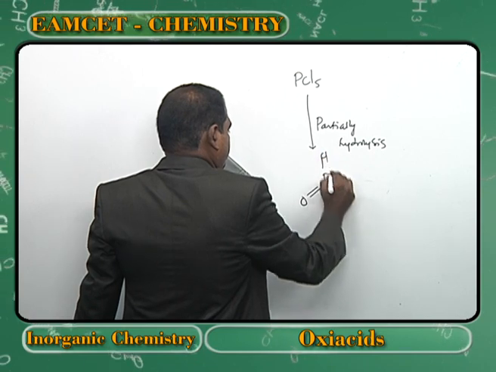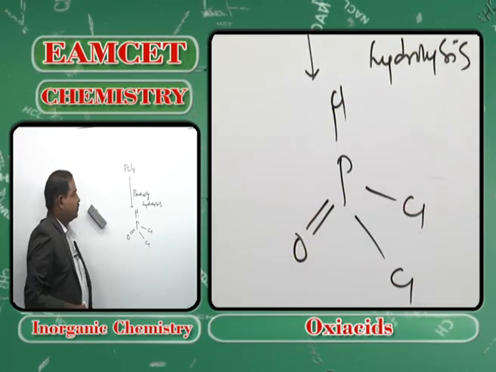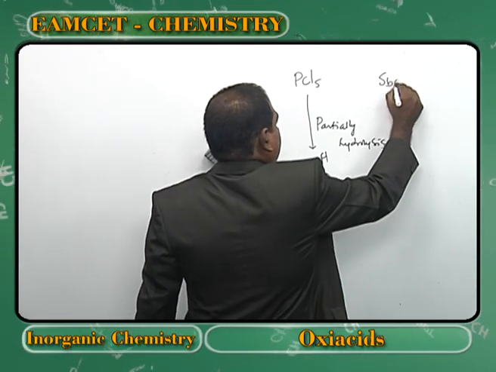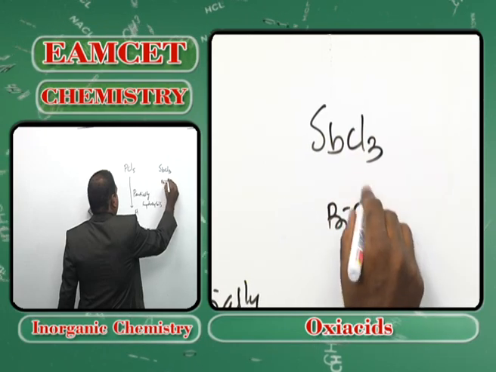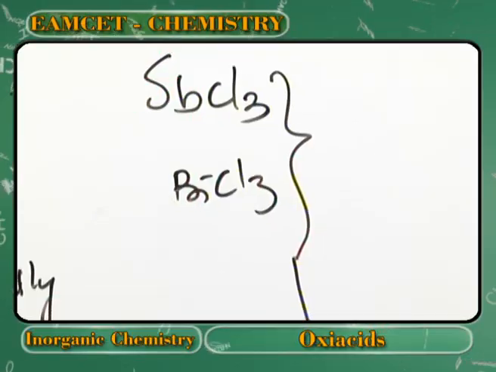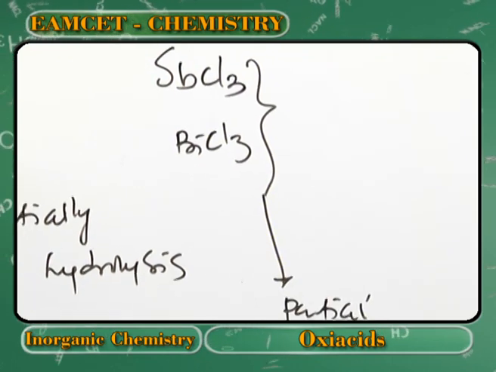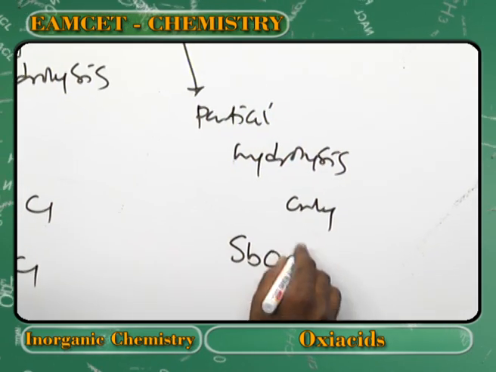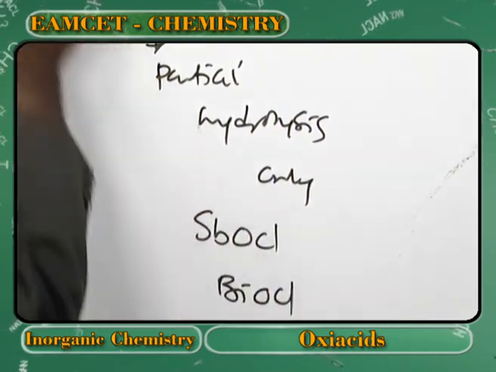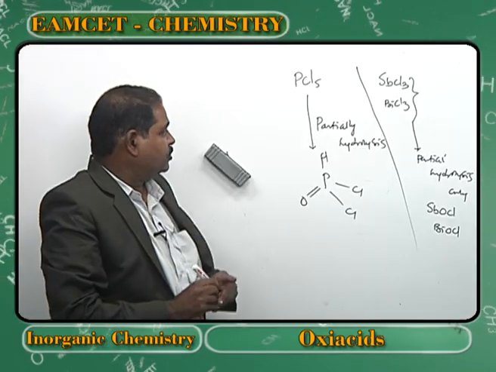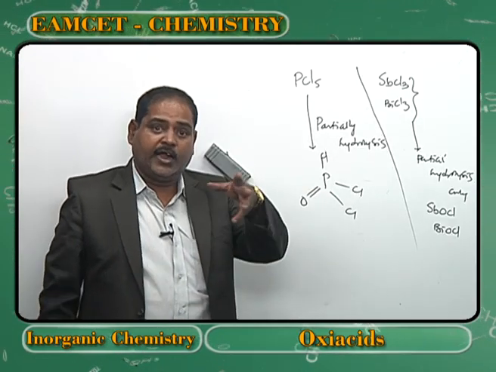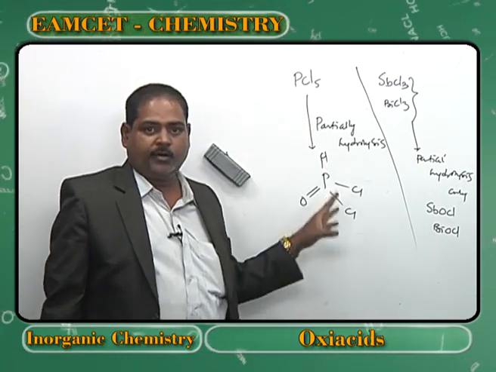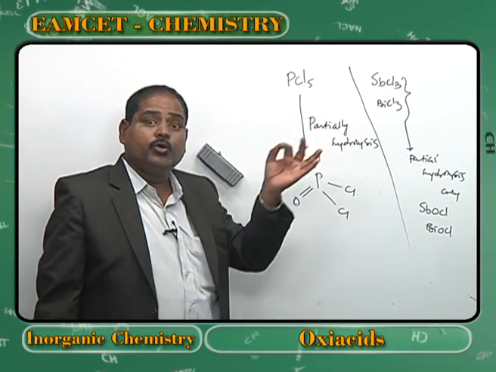Once again, tetrahedral. So only 2 chlorines are hydrolyzed. SbCl3, BiCl3, they undergo partial hydrolysis only, to give SbOCl, BiOCl. And let us not go into the details, because using the procedure you can almost handle many acids. The hydrolysis of many substances you can find out. There are 1 or 2 exceptions, you learn them separately.